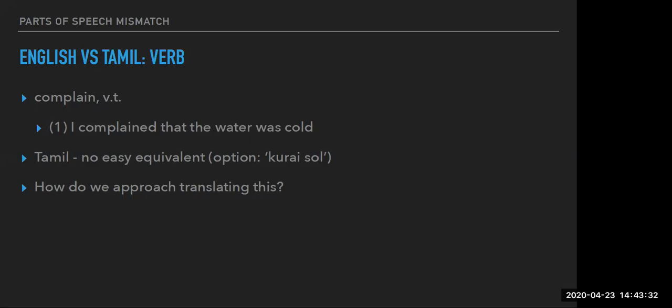So if I could translate this in a text, I would just naturally establish the situation that, oh, I wanted hot water, I didn't have hot water, so I went to the manager and I told him that there was no hot water. From context I can understand that this is a complaint, but I would not actually use the word kuraisul ever to say this sentence. So then how do we approach this?